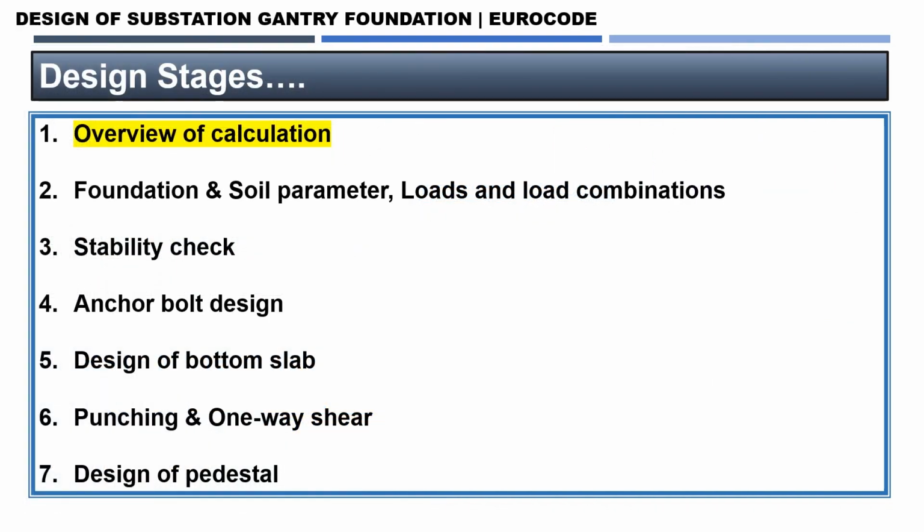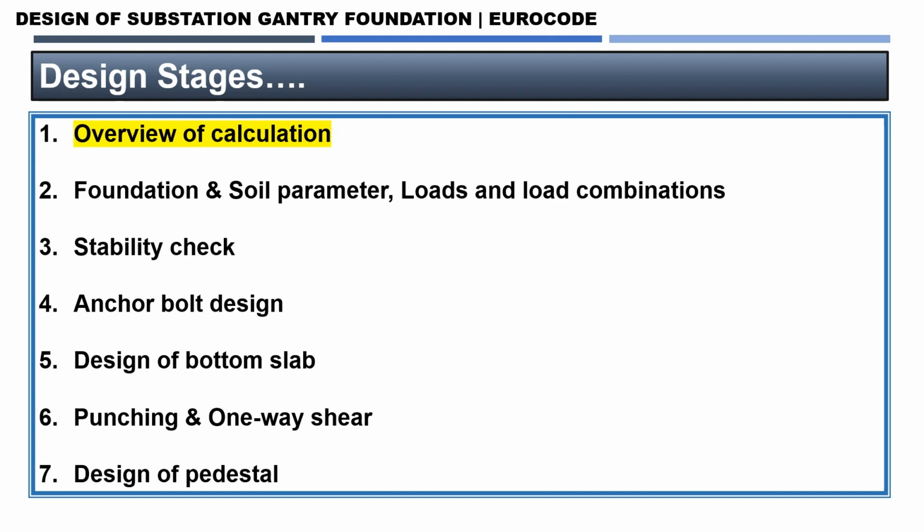These are the details about the various design stages which we are going to look at for this substation gantry foundation calculation using Eurocode. First one is an overview of calculation. We are going to look at this in the current video as stage 1. Followed by that, in stage 2 we will be looking at foundation and soil parameters, loads and load combinations. Third one is stability check. Fourth one is anchor bolt design.